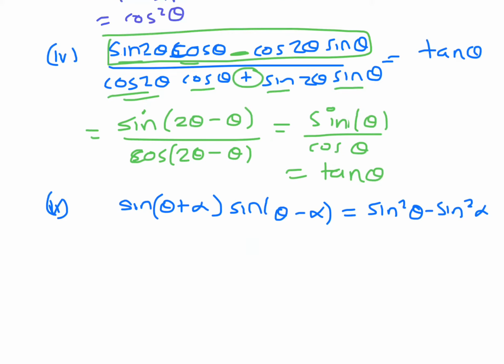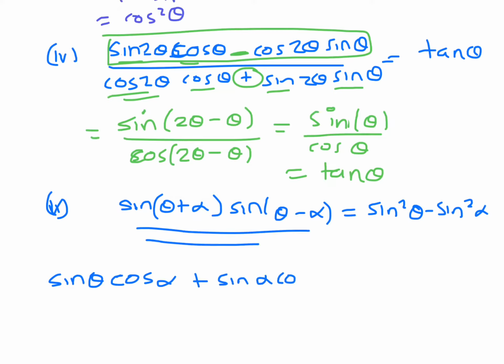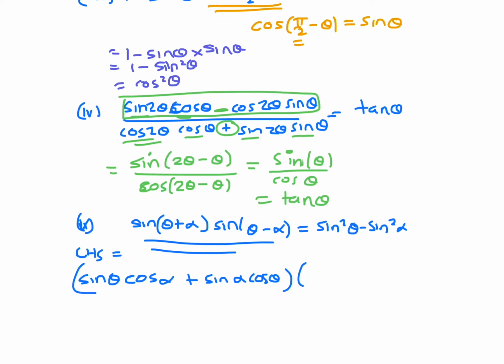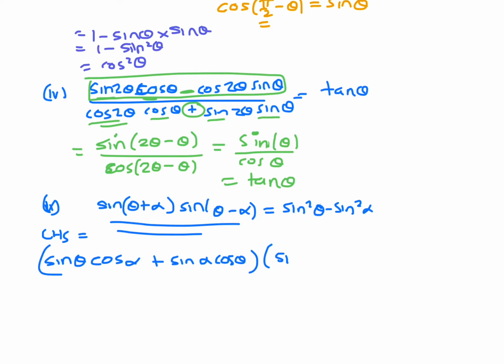Okay, so looking at this one here, now that really doesn't equal anything, like it's not sine cos, there's not much you can do there. So all you can really do is just expand it. So sine(theta plus alpha) is sine theta cos alpha plus sine alpha cos theta. That's the left-hand side. And then you multiply that by sine(theta minus alpha). So that'll be sine theta cos alpha minus sine alpha cos theta.